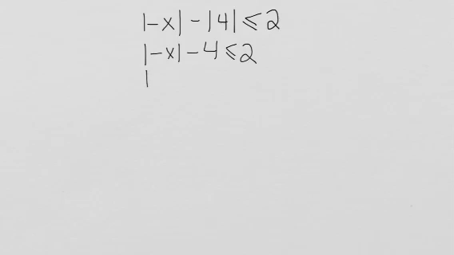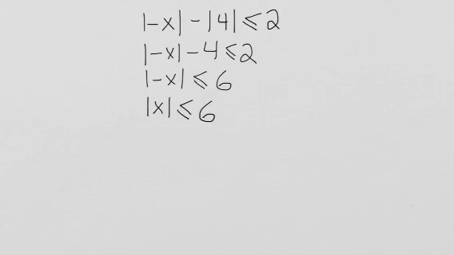So now we can move everything to the other side. So negative x is less than or equal to 6 because we add 4 to both sides. So the absolute value of negative x is the same as the absolute value of x because absolute value is distance from the origin. So absolute value of x is less than or equal to 6.